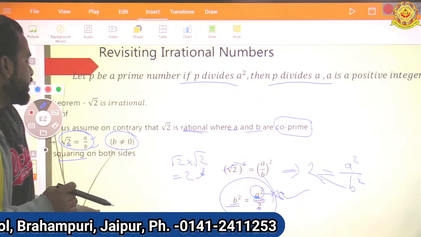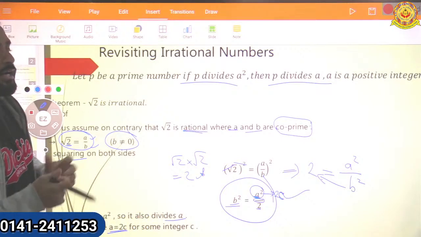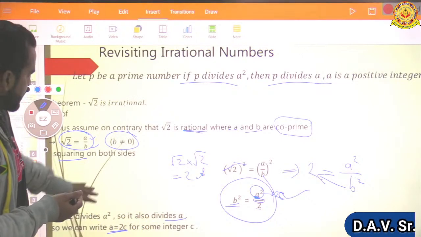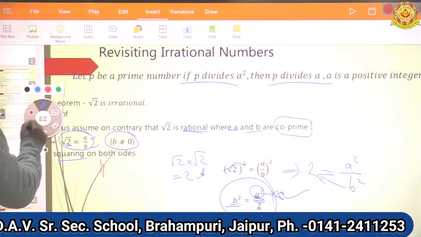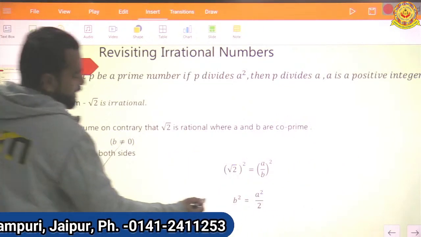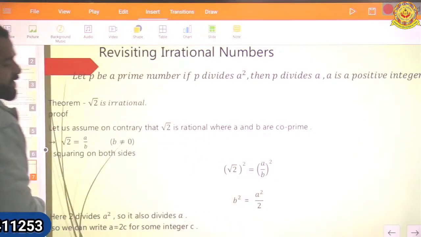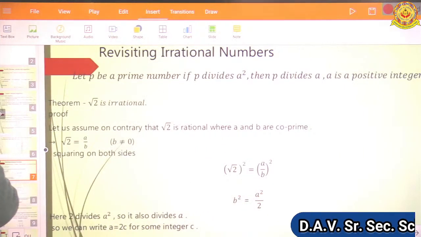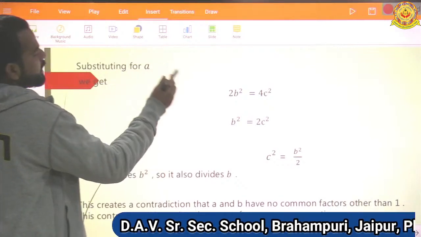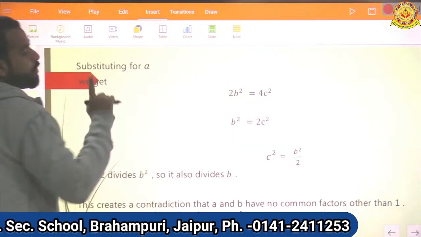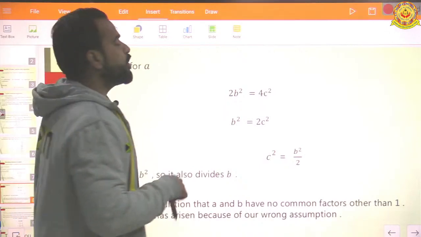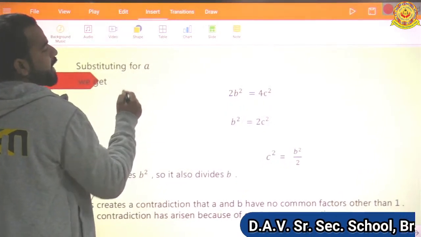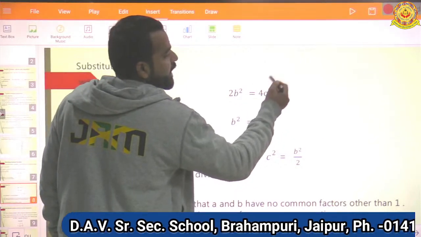That's why we will write here a is equal to 2c, where c is some integer. Is this clear? All right. Now after that we studied how b square is equal to a square upon 2. Now by the same procedure, if we transpose the b square from here, we get the b value, which is 2c, right? So if we substitute the value of a as 2c, then there should be a square.